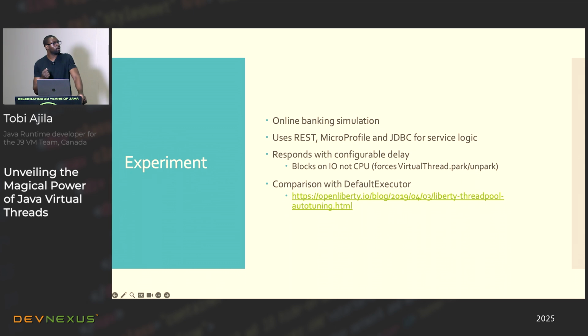For the experiment, there were a few applications used, but one of the main ones was an online banking simulator. It's a fairly good representation of a real application. It generates requests to a remote system, which responds after a configurable delay. Because it has a delay, we ensure that the virtual threads are being unmounted and mounted again, for a more realistic understanding. It's using functionalities like REST, MicroProfile, JDBC, etc.